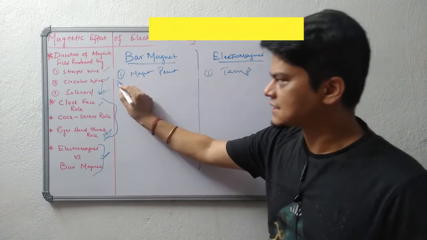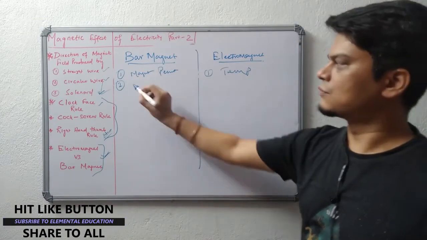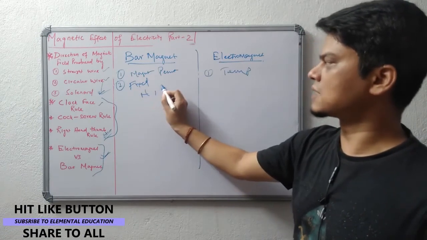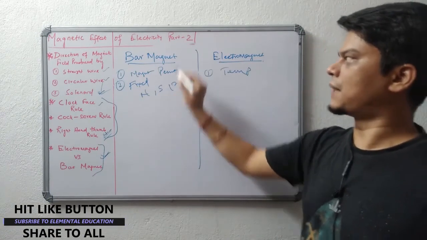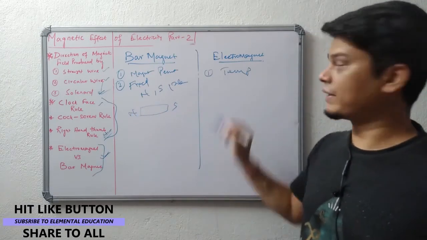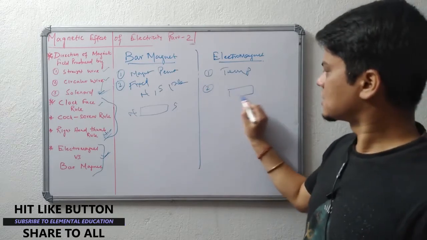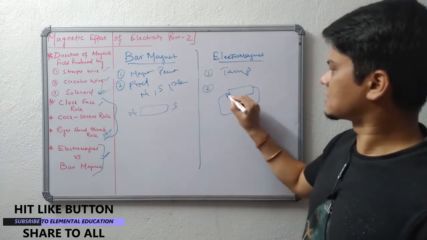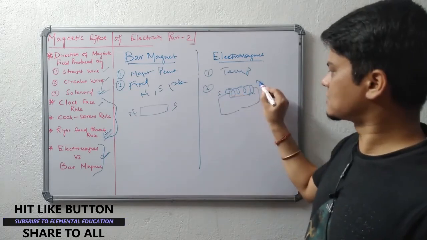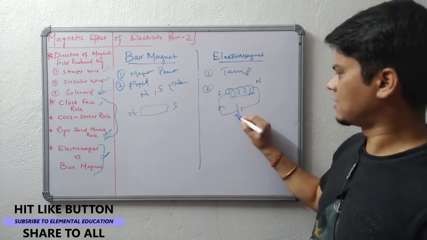Similarly, the second one is, a bar magnet has a fixed north and south pole. Bar magnet, you might have seen one side is north and one side is south. Whereas electromagnet is variable. Why? Suppose this is a turns of coil, right? We have seen already. This side is south pole, this side is north pole. This is the direction of current flowing through it. This is positive, this is negative.